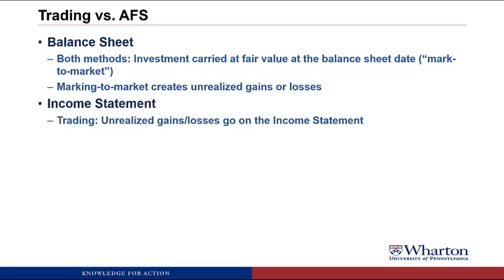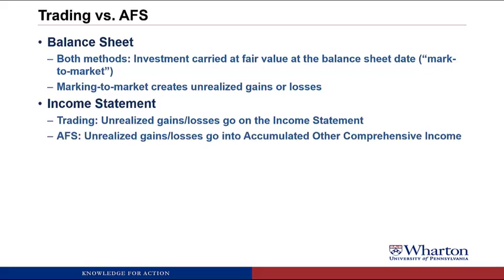So when we go to the income statement, for trading securities, unrealized gains and losses are going to go directly on the income statement. So if you're holding shares of Microsoft stock over the quarter, it goes up in value, you get an unrealized gain. That unrealized gain goes on the income statement as part of your net income. For available for sale securities, or AFS securities, that unrealized gain or loss is going to go into something called accumulated other comprehensive income, or as we're going to call it, AOCI.